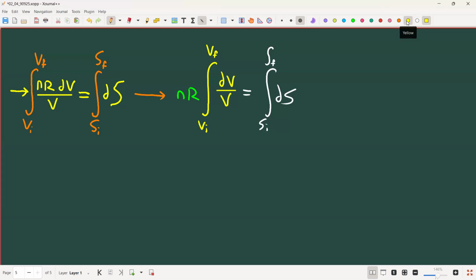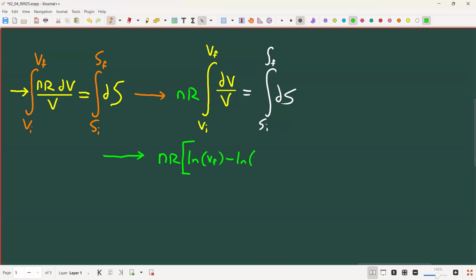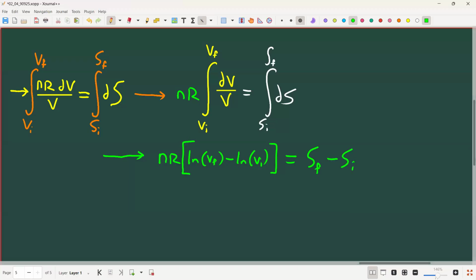Right. So the left-hand side, applying the fundamental theorem of calculus, says that NR times log of VF minus log of VI is equal to SF minus SI, which of course is just delta S.